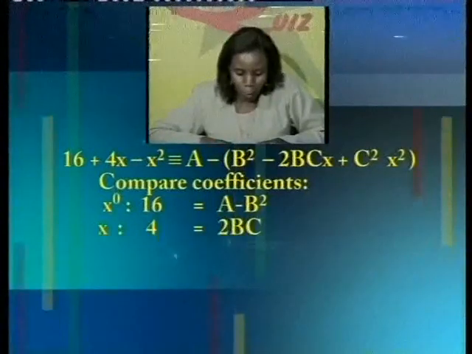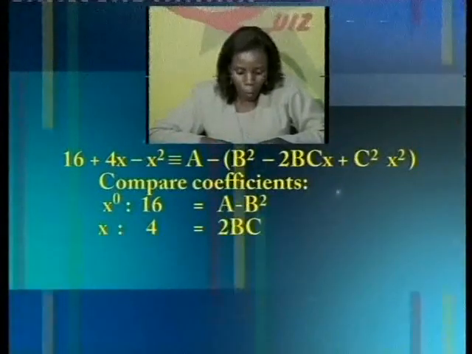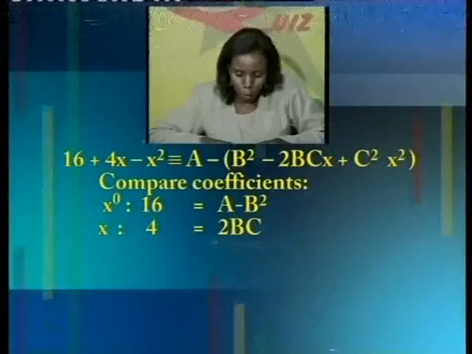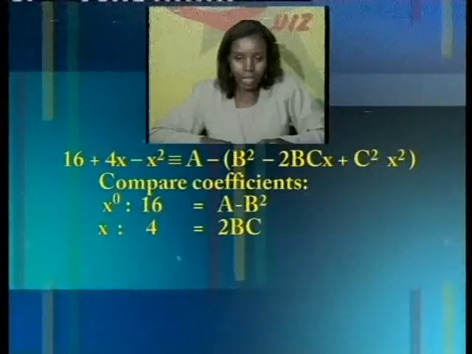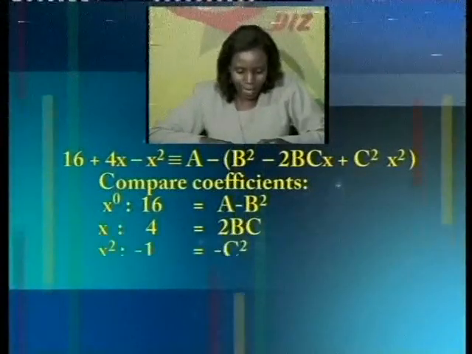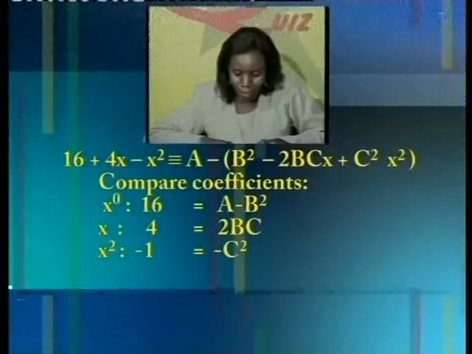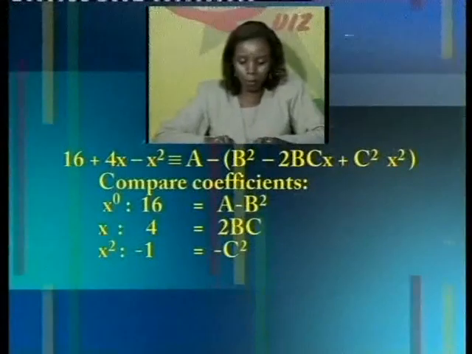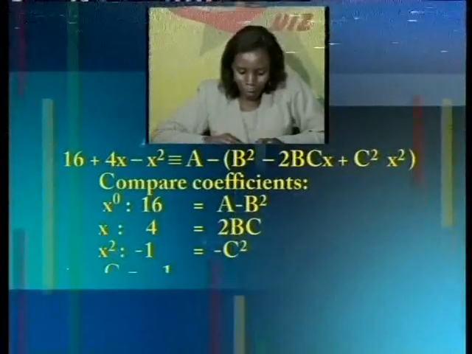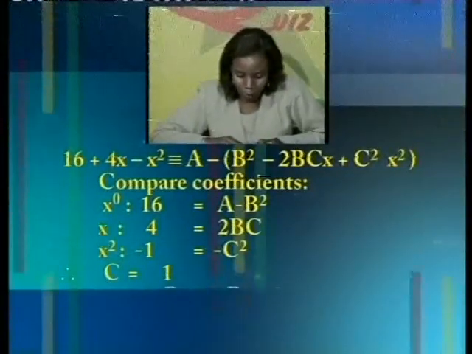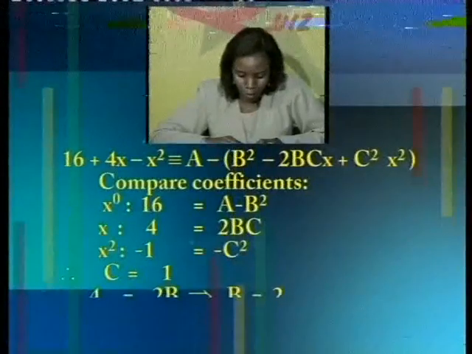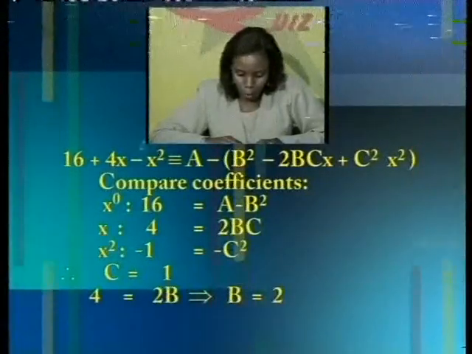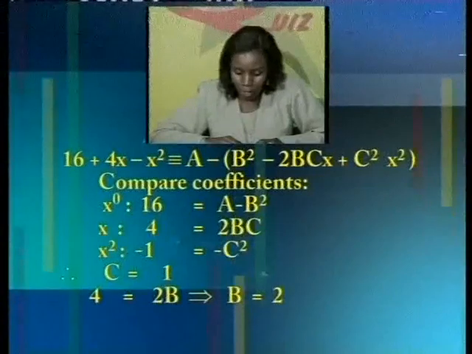4, this is the coefficient of x. 4 is equal to 2bc. And the coefficient of x squared, negative 1, is equal to negative c squared. The easiest one to solve first will be for c. Just by looking, you can tell that c is 1. Now you substitute. 4 is equal to 2b, and so b is 2.